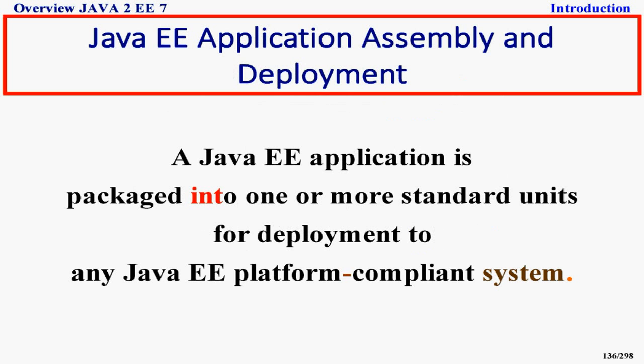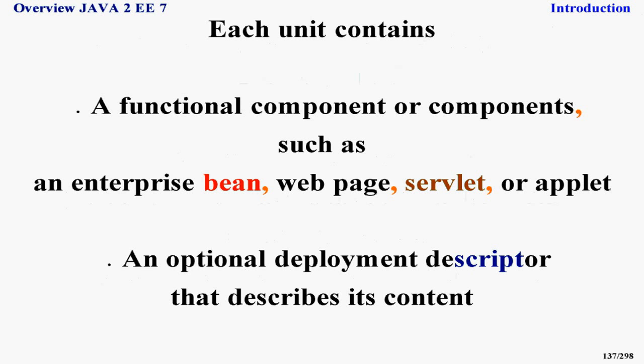Java EE application assembly and deployment. A Java EE application is packaged into one or more standard units for deployment to any Java EE platform-compliant system. Each unit contains a functional component or components, such as an enterprise bean, web page, servlet, or applet, and an optional deployment descriptor that describes its content.